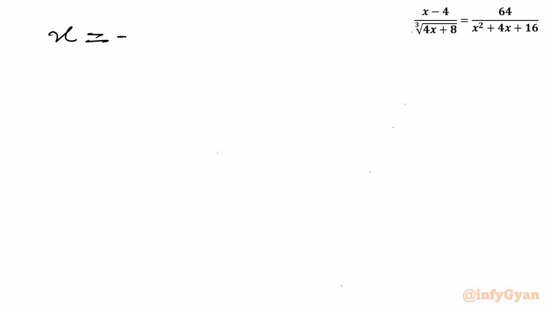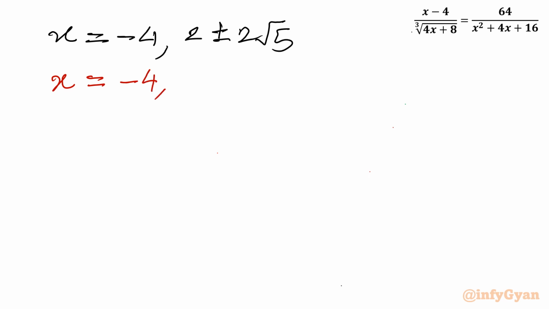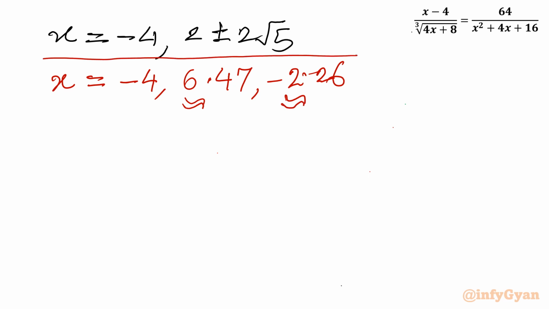So let me write our final answer. x equal to minus 4 and 2 plus minus 2 root 5, then this is our final answer. In terms of decimal values, if you want to write, then it will come out minus 4, 6.47 approximately, and the last value is minus 2.26, approximate value. So we have got three real solutions this time for the given algebraic challenging equations.